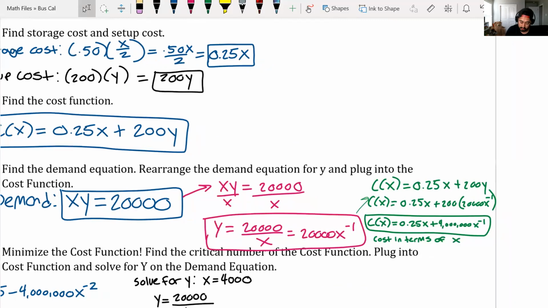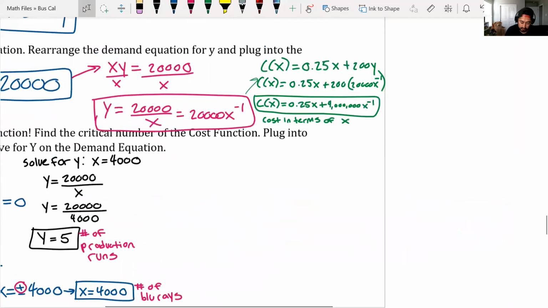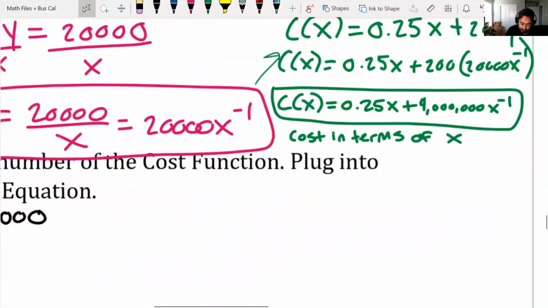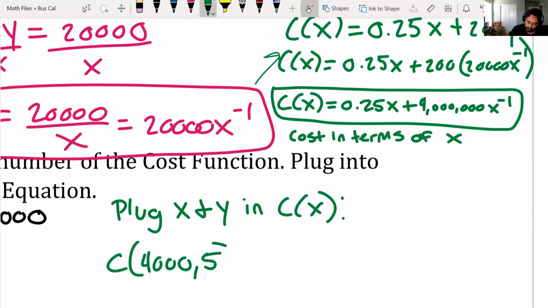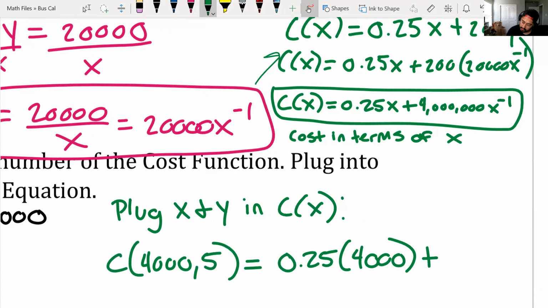So let's do that. And right here, make this a step. We'll say plug x and y into C of x. The original C of x, right? So I'll have C of 4,000, comma 5 equal to 0.25 times 4,000 plus 200 times y.